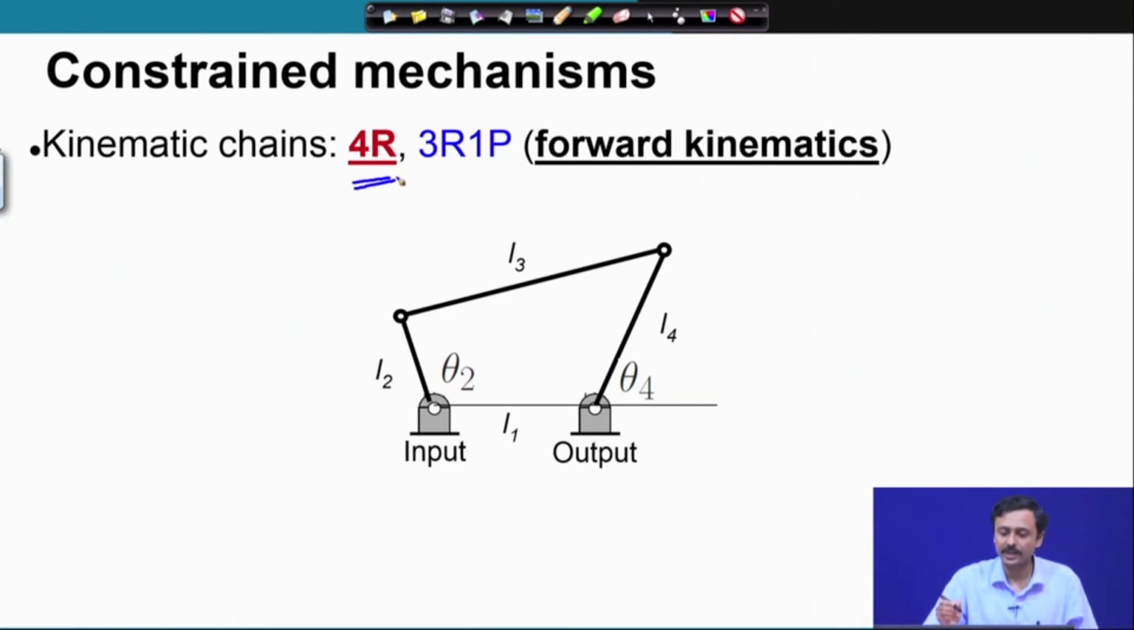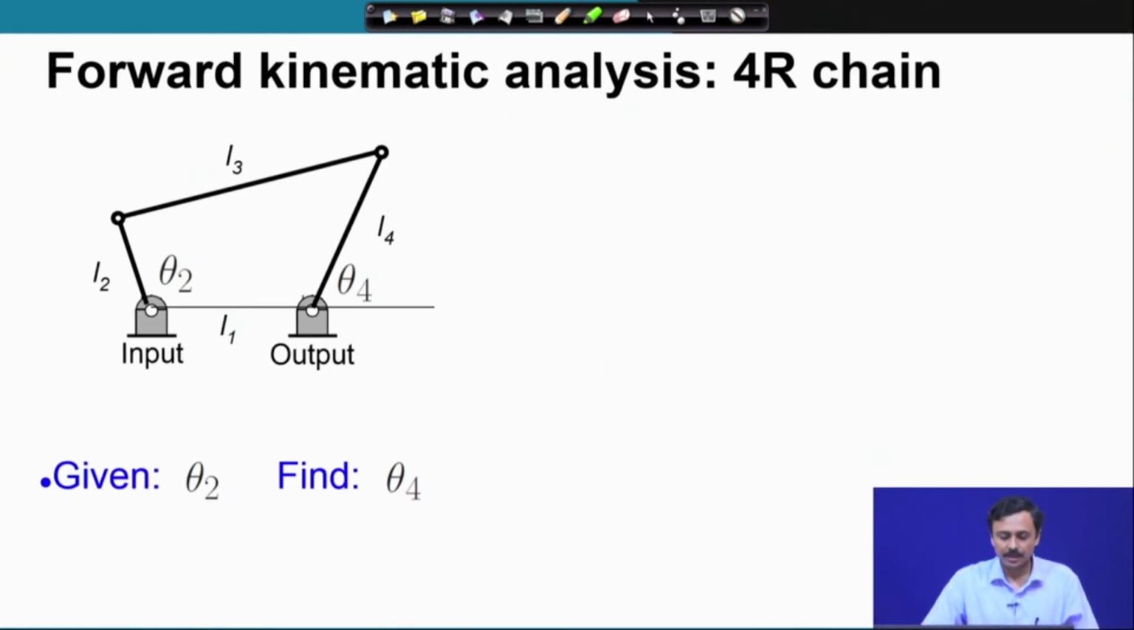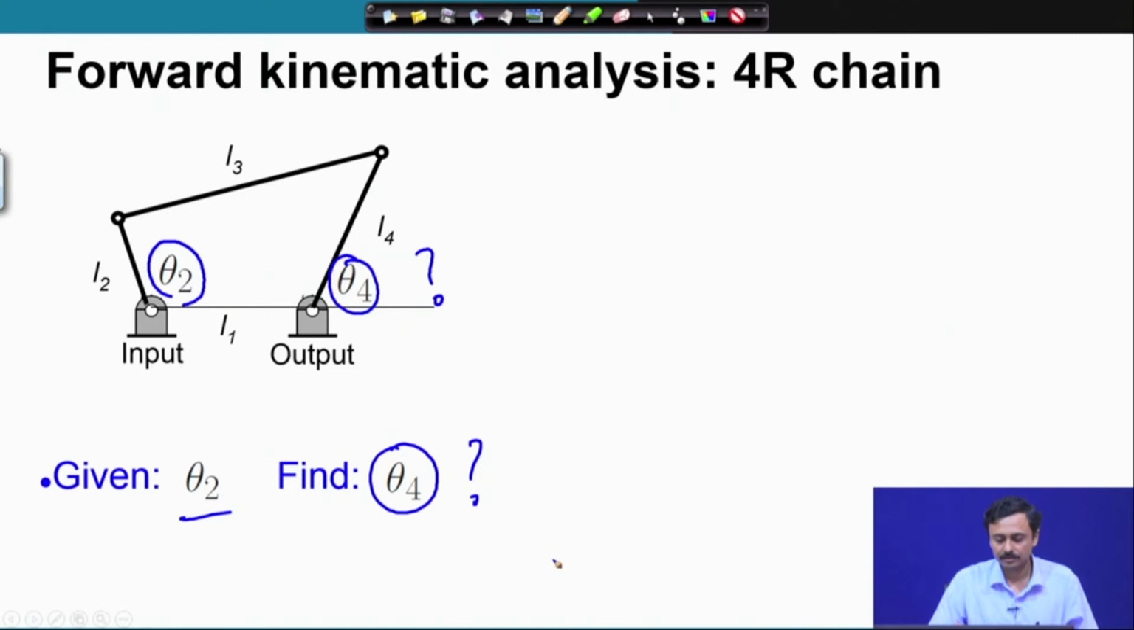So, we are going to start with constraint mechanisms, and under constraint mechanisms we are going to discuss two kinematic chains, a 4R and a 3R1P. In this lecture we are going to discuss the 4R chain, the forward kinematics of it. Here I have shown a 4R chain. So, what is the problem? The forward kinematics problem for a 4R chain is: given theta 2, which I call the input, find theta 4, the output. So, this is what we are going to study.